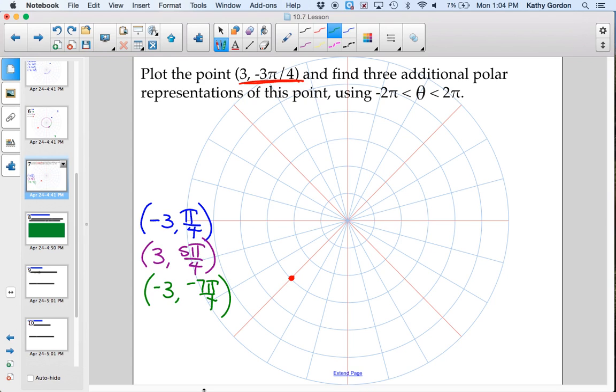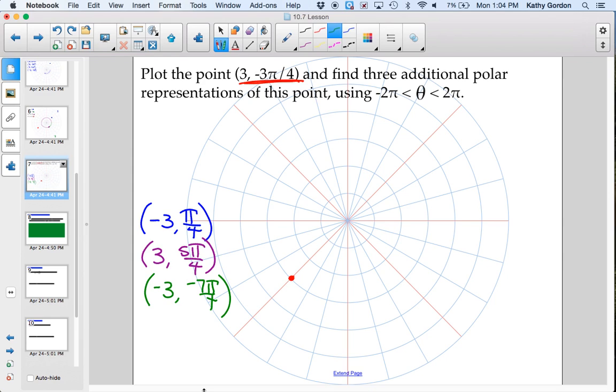I asked you 3 times, Dennis. I never heard the negative, so you gotta speak up. Yeah, you said 7. If you said positive 7 pi over 4, that doesn't work, because positive takes you this way around, and then negative puts you here. But negative works, because negative 7 pi over 4 puts me here, and then negative 3 puts me down here.